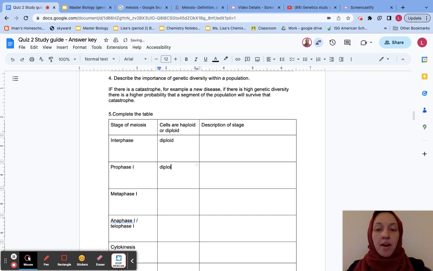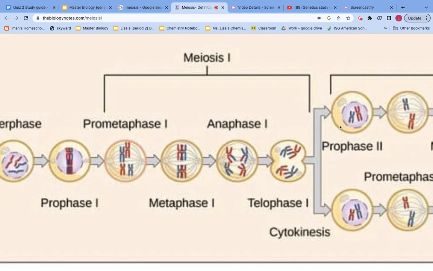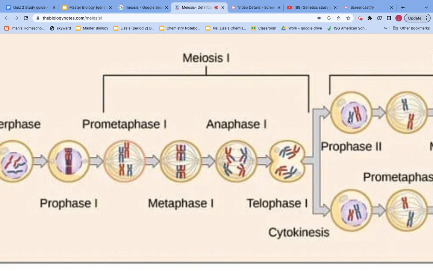Now, if we continue on, it'll still be diploid: long, long, short, short. It's diploid up until cytokinesis, when we actually split those cells. After we split those cells, now we only have one long, one short, because we have split our homologous chromosomes. So up until cytokinesis or prophase 2, our cell is diploid, and then it becomes haploid.